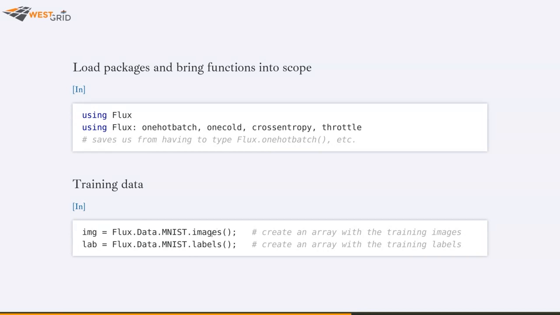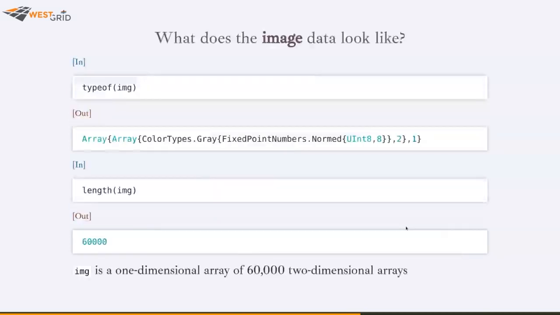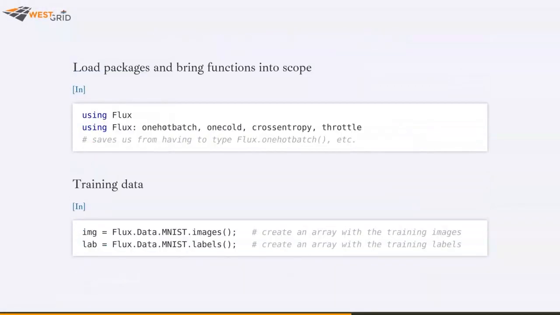Then the training data is under the Flux package, under data, it's the MNIST. The images, that's the images function. The labels, that's the labels function. We can create arrays with that data that we can call, for instance, IMG for the images and lab for the labels.